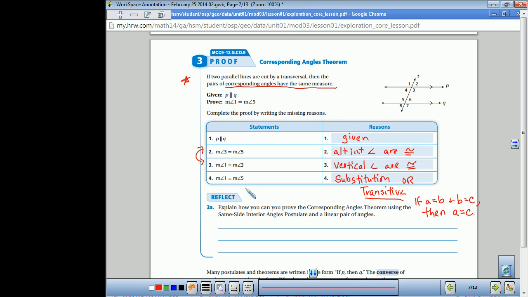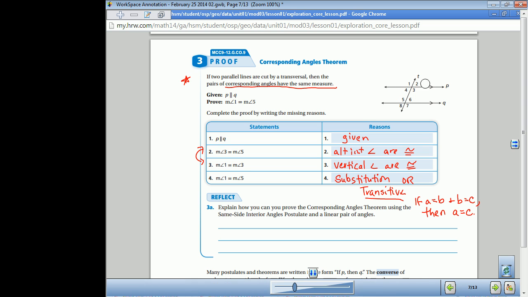But 1 and 5, one is exterior. 1 and 5 are not same side interior. This one's outside. These are corresponding. 1 and 5 are corresponding. Okay? Could you put 4, 2, and 3?